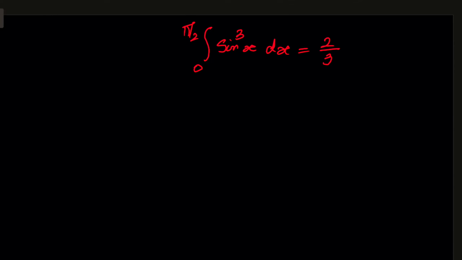Let us look at this problem. We have to find out the integral of 0 to pi by 2 sine cube x dx, and we have to prove that it is equal to 2 by 3.